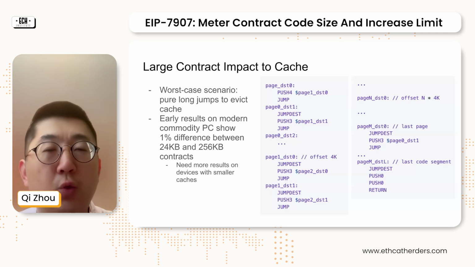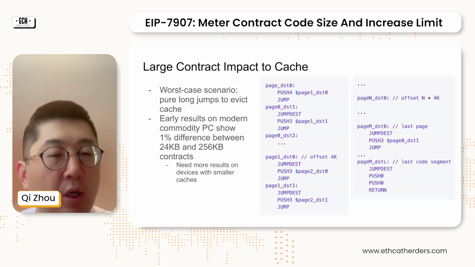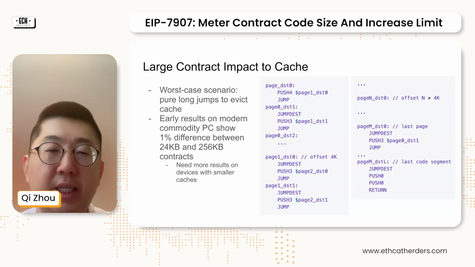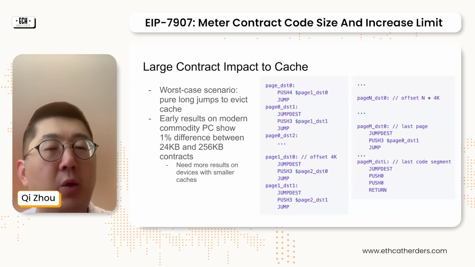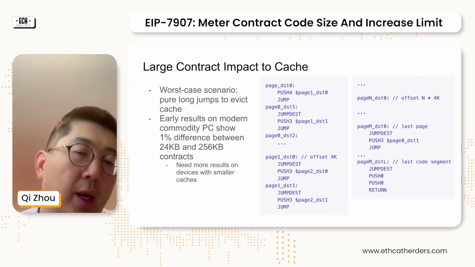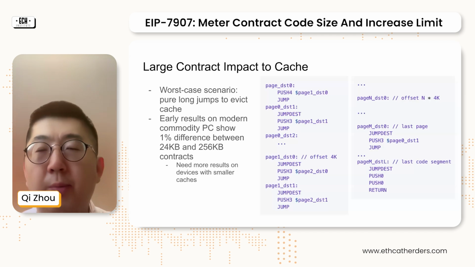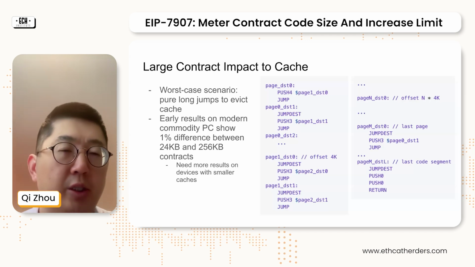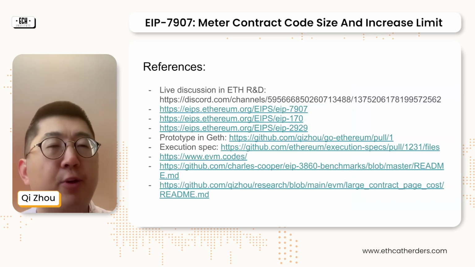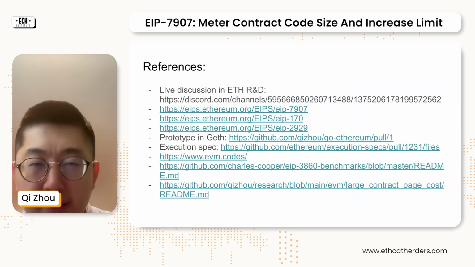However, if you run the contract with smaller caches on some weaker devices, that may create significantly different numbers. Unfortunately, I don't have these devices, so I'm asking for more community help to figure out the performance difference there. So that's pretty much all I would like to share in today's talk.